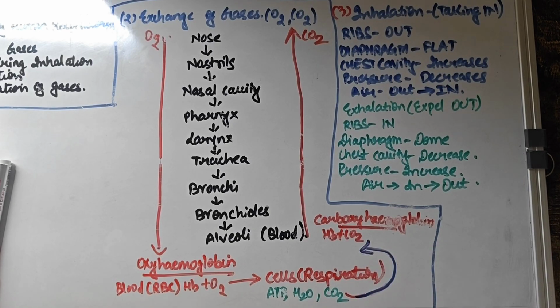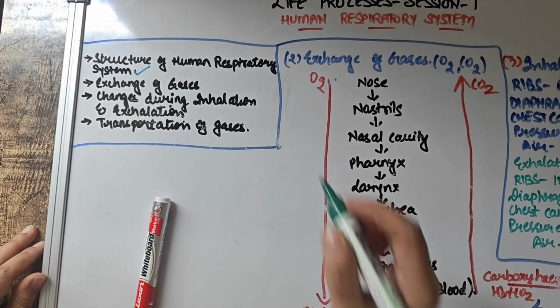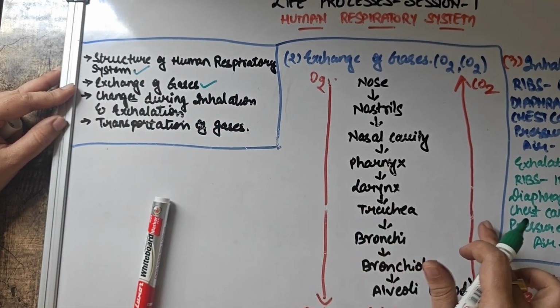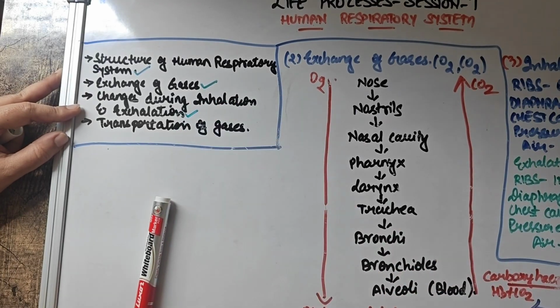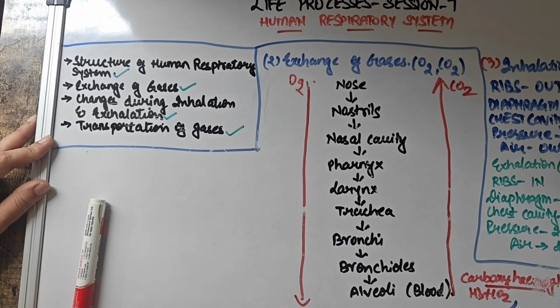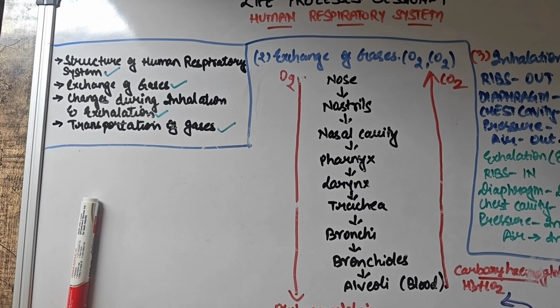So in today's video we have covered all the 4 subtopics that we have talked about. We have discussed the structure of the human respiratory system, we have seen the concept of exchange of gases, we have talked about the changes that occur during inhalation and exhalation, and we have also talked about the concept of transportation of gases. So I hope you are clear with the video, kids.